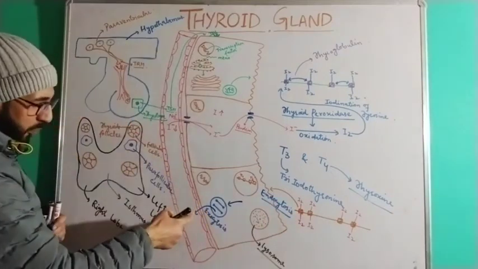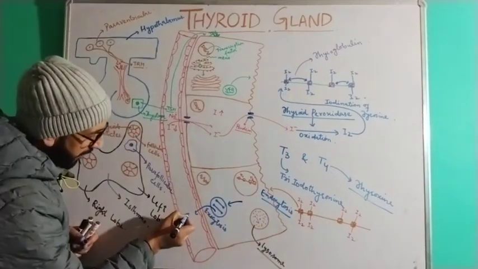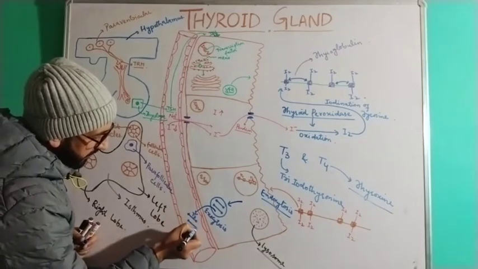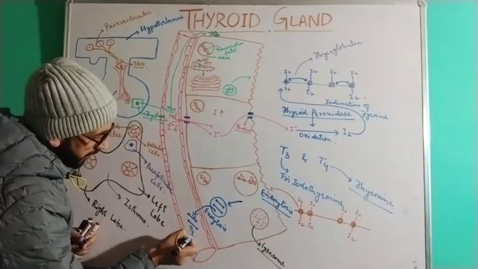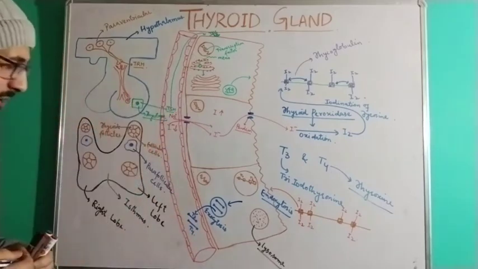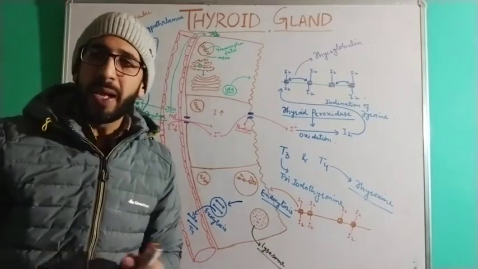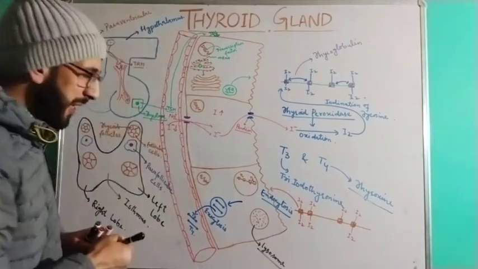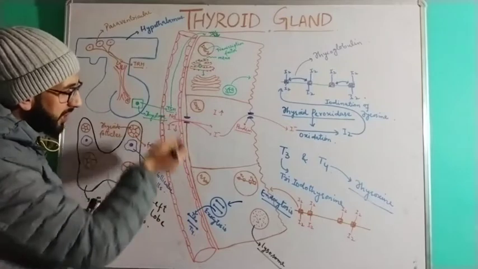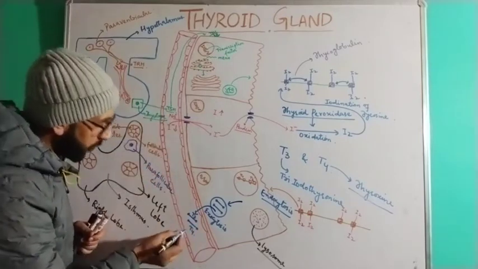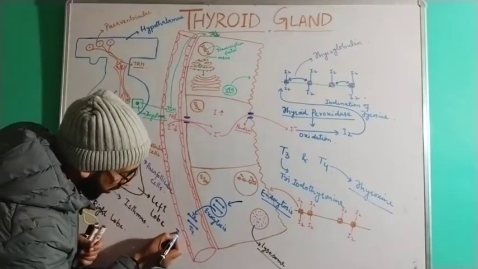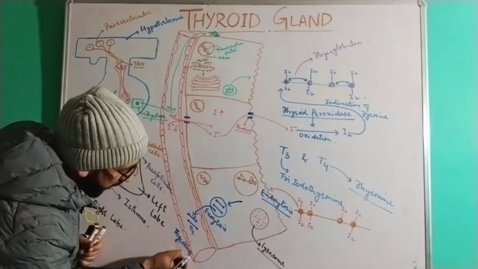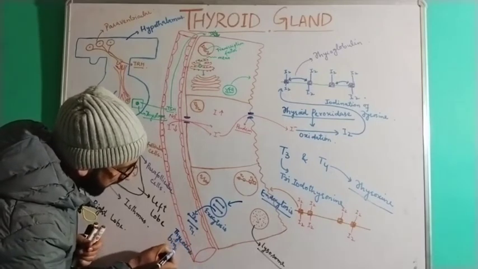Fine. And by the process of exocytosis we will have now T3 and T4. Now we have to transport these T3 and T4 into the bloodstream, and for that transportation we have a special protein which is actually transporting these T3 and T4, and that protein is called thyroxine binding globulin.